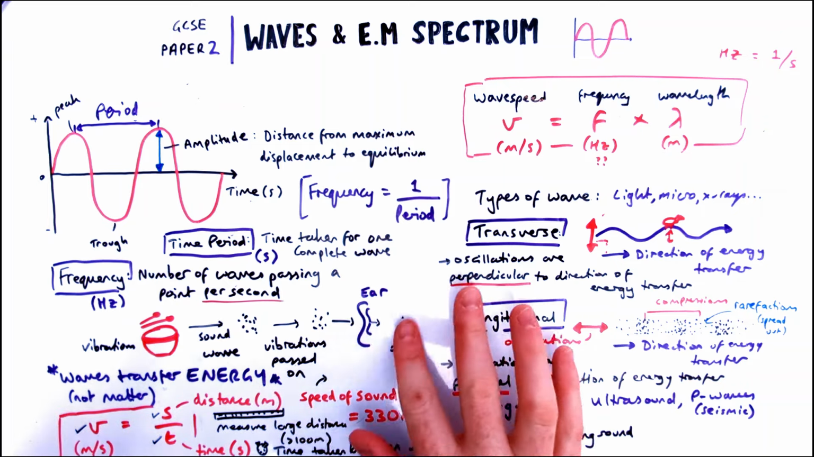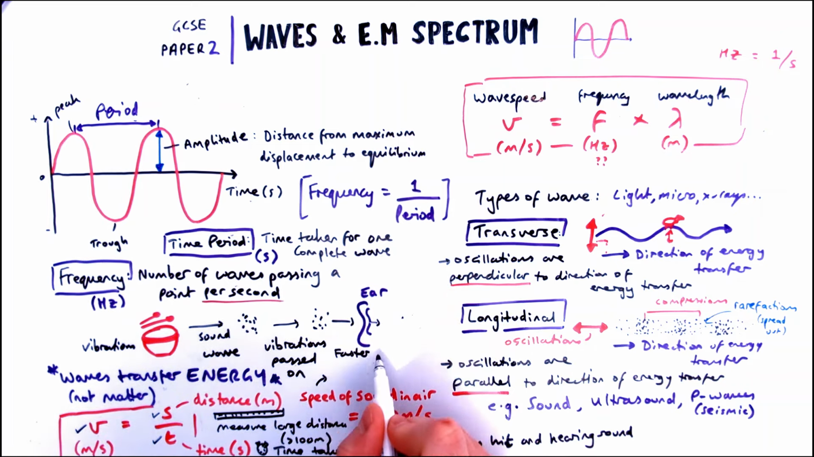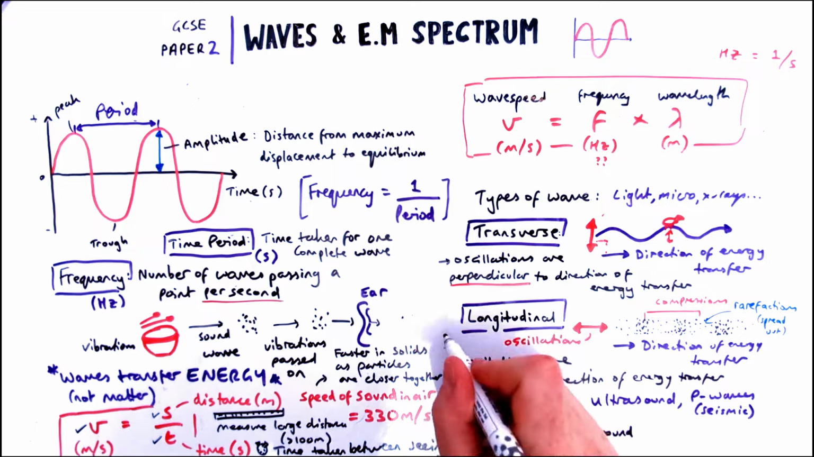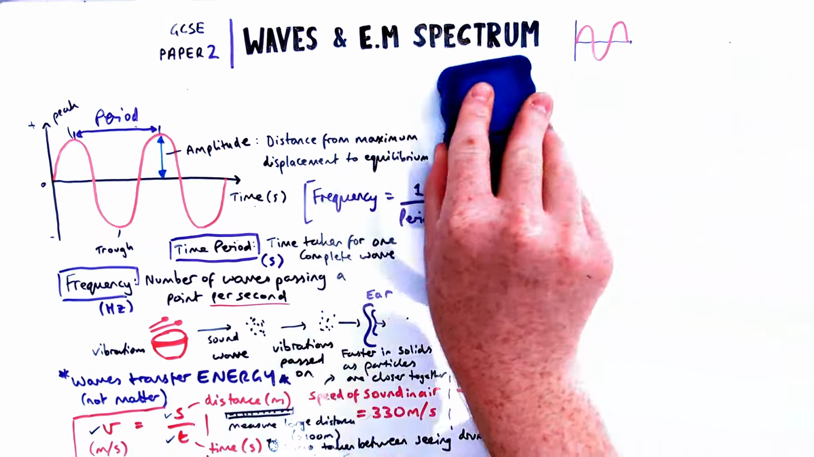However, it will travel faster in a solid. That is because particles in a solid are closer together. The sound won't necessarily be clearer, but it will travel faster because there is less distance between the particles for the sound to travel.